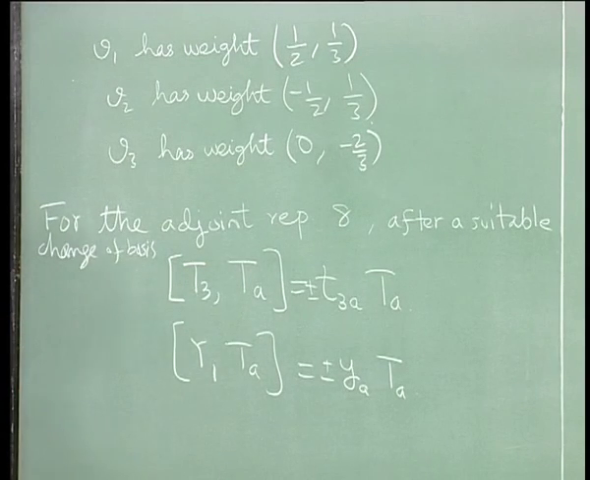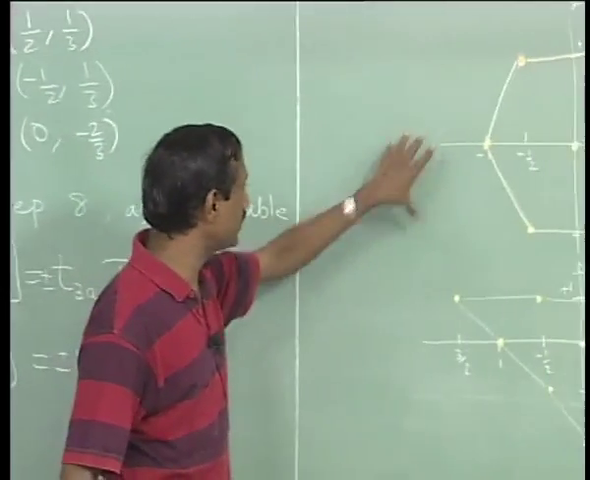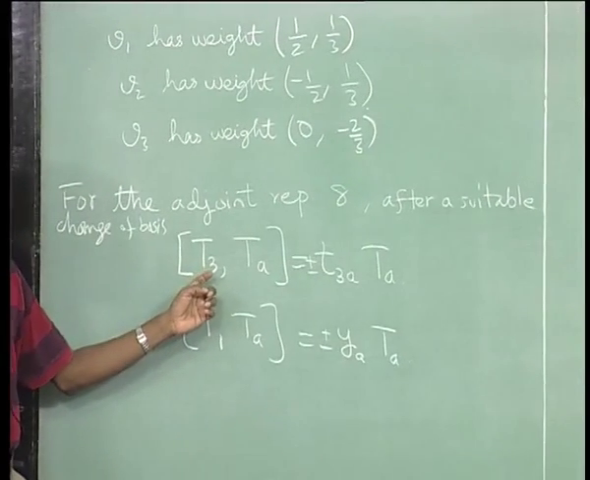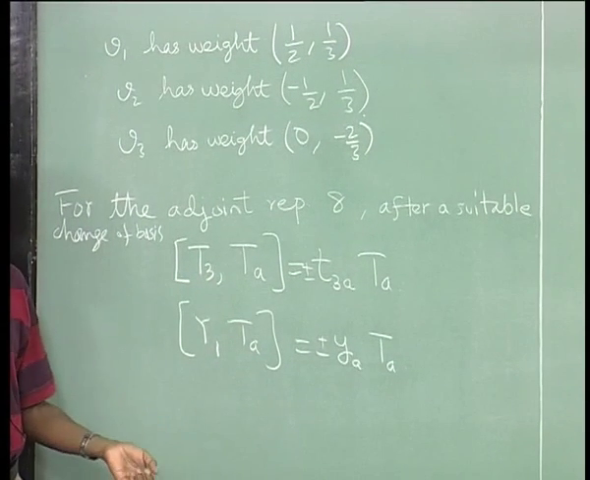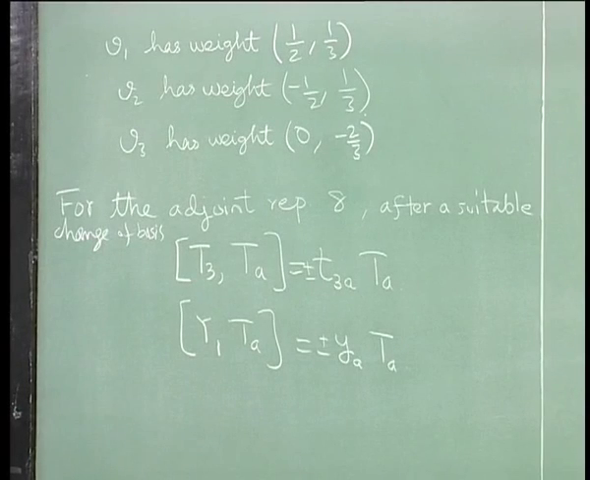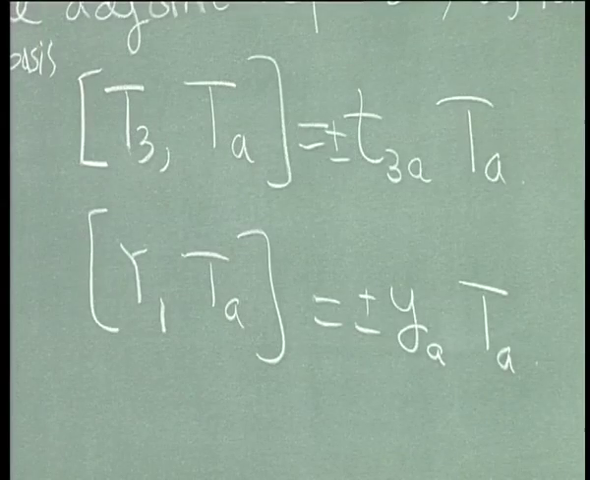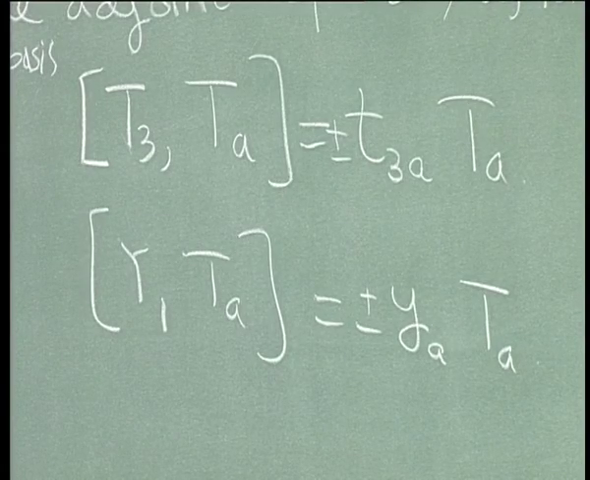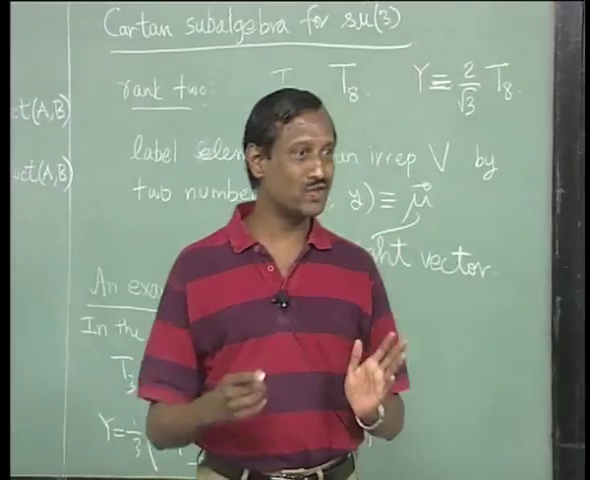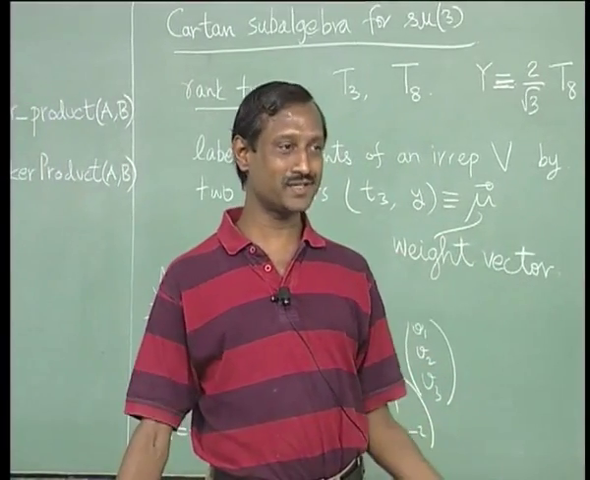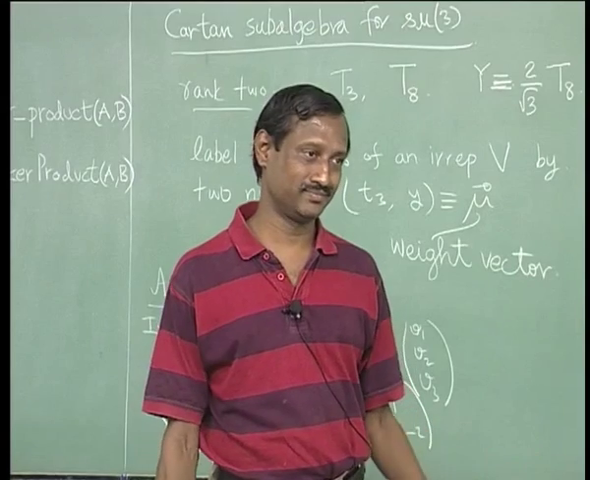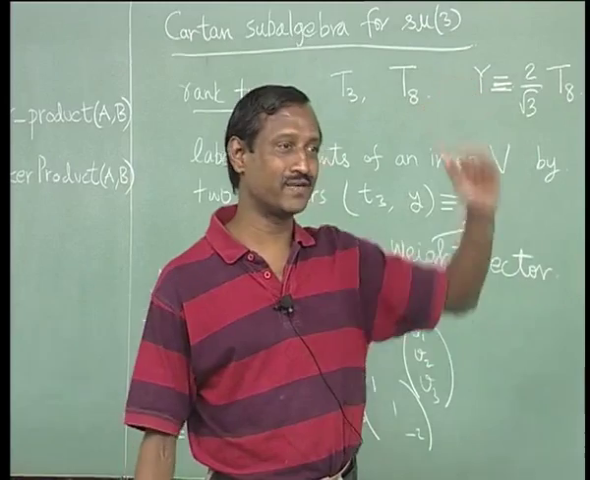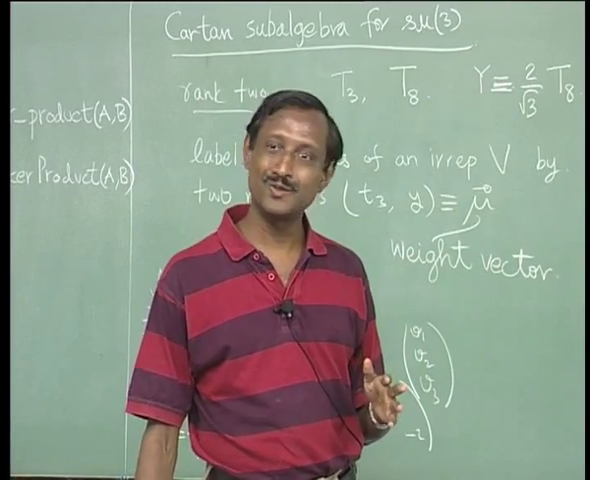One more thing you can see here is that T3 with T3 is 0, and Y with T3 is also 0. So the eigenvalue, the weight vector for the Cartan elements of the Cartan subalgebra, in this case T3 and Y, is 0 0. You can have elements in a representation which have the same weight vector. But there is a notion of a highest weight or lowest weight vector, like our bottom and ceiling which we talked about, and those tend to be unique.